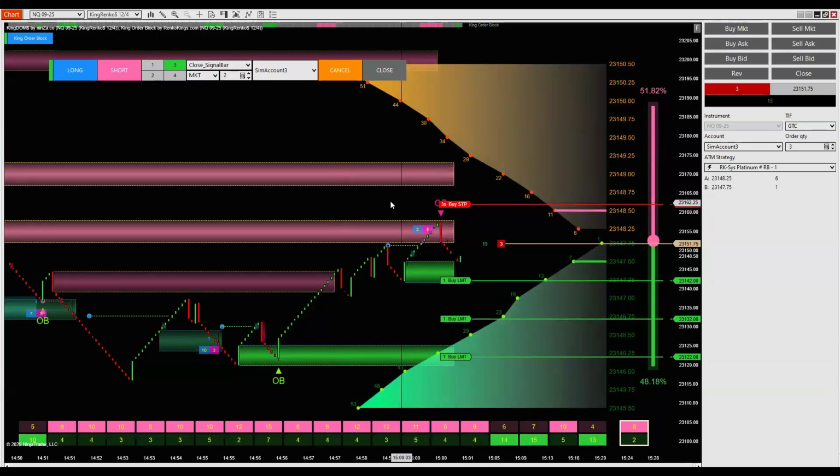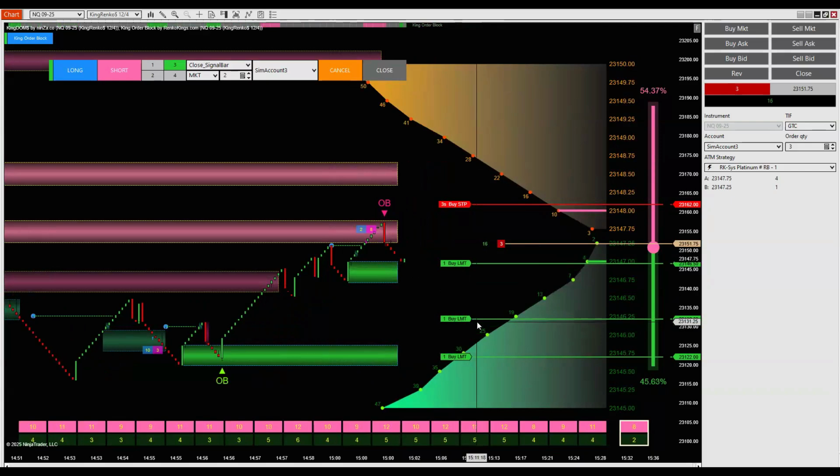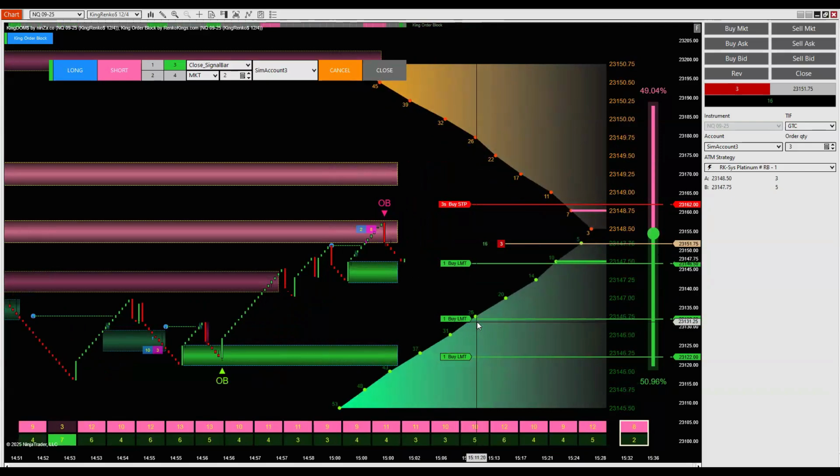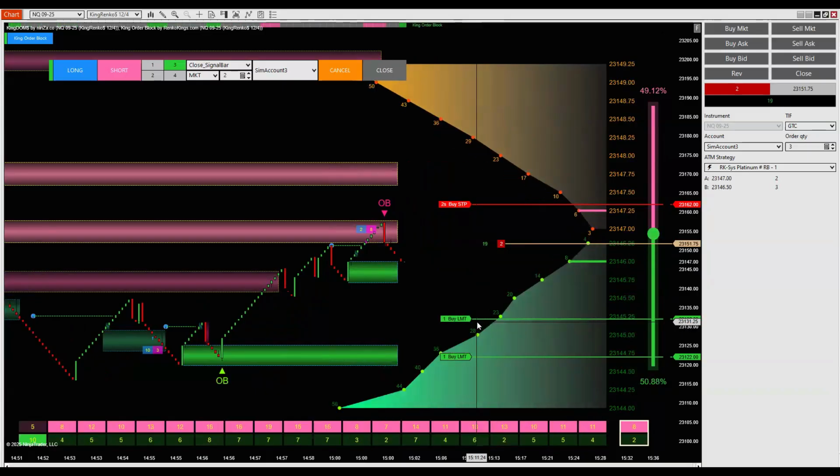And let's see if we can have at least first target. Let's see. Target filled. Okay, so we have one target.